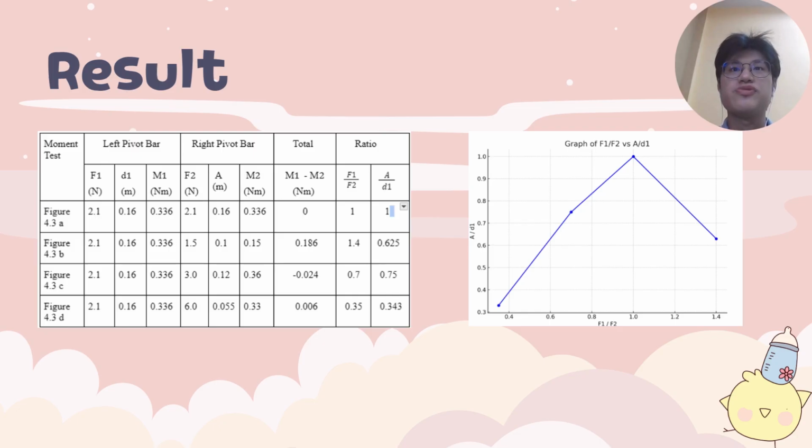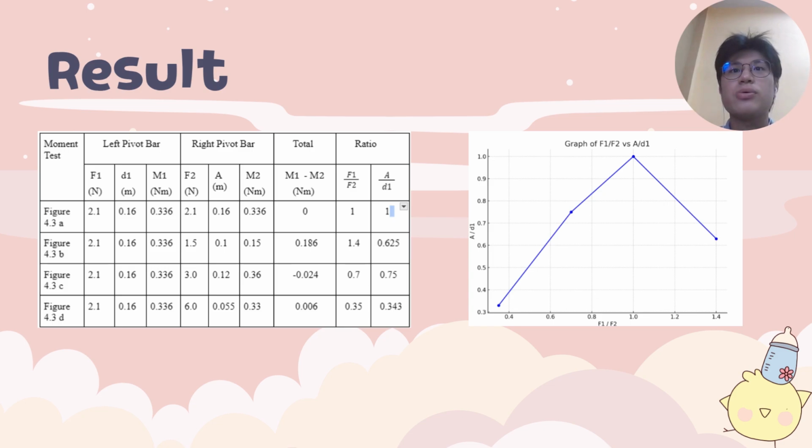Now let's move on to the result section of our experiment. In this experiment, we performed different tests to investigate the relation between force, distance, and moment on both sides of the pivot bar. For each setup, we recorded the force applied, F1 and F2, and the perpendicular distances from the pivot, D1 and D2, and then calculated the moment using the formula M equals F times D. Here's a summary of the result.